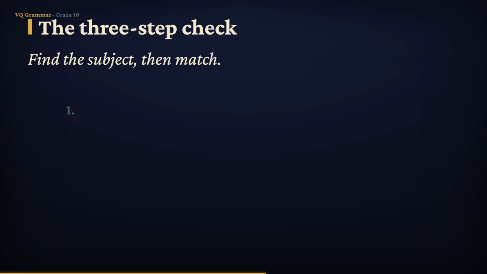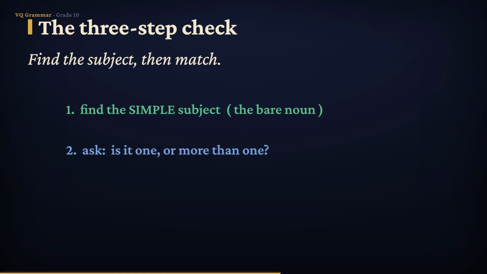Step 1, find the simple subject, the bare noun or pronoun the sentence is really about, stripped of every describing word around it. We practiced that back in the lesson on simple subjects, and it pays off right here. Step 2, ask yourself the only question that matters. Is that subject one or more than one? Step 3, give the verb the matching form. Singular subject, singular verb. Plural subject, plural verb.